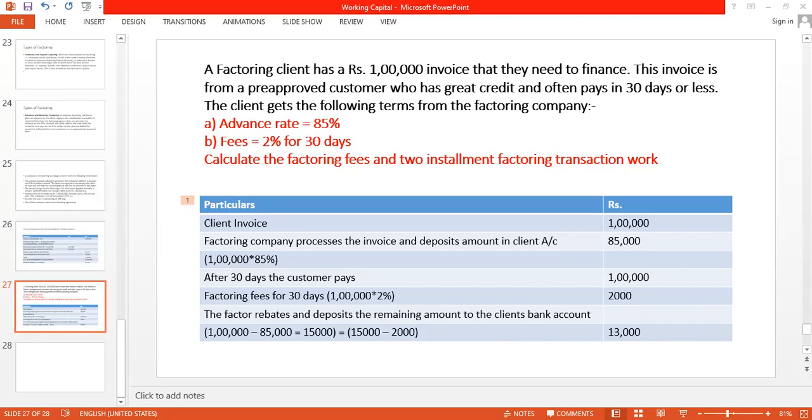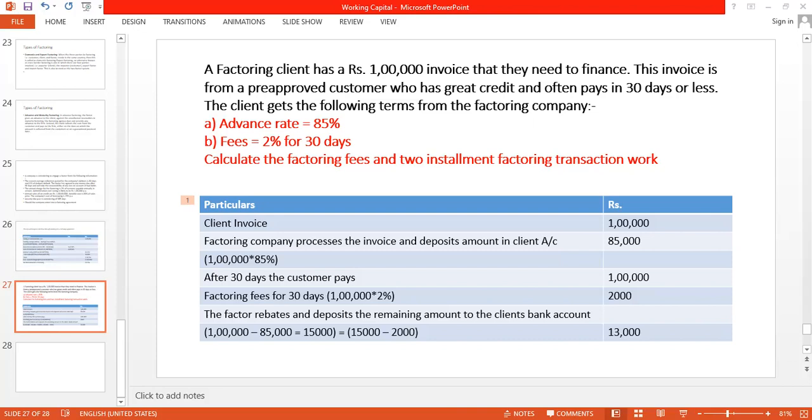This is the second question of factoring. Here, the factor is appointed by the company. A factoring client has a rupees 1 lakh invoice that they need to finance. This invoice is from a pre-approved customer who has a great credit and often pays in 30 days or less. So he is a very old customer and the credit is given for 30 days, but he always pays within 30 days. He's a very nice customer. He pays within the due date.